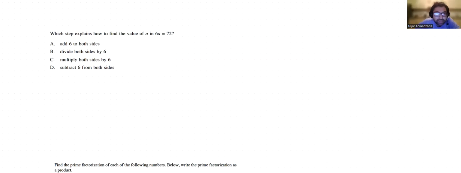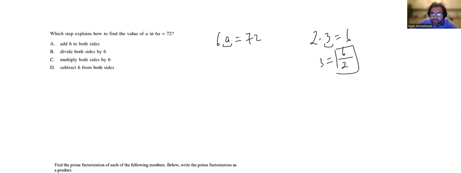Okay. Which step explains how to find the value of A in 6A equals 72? So how to find A? Imagine it this way: 3 times 2 is equal to 6, then it means that this 3 is equal to 6 over 2, right? Very easy. So what did we do? We basically divided both sides by 2. Same idea. A should be equal to 72 over 6.